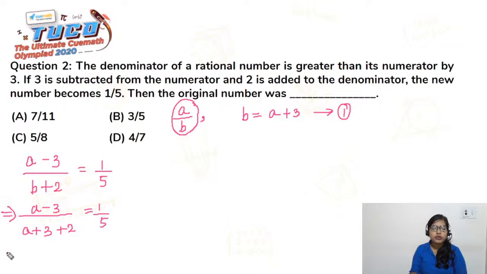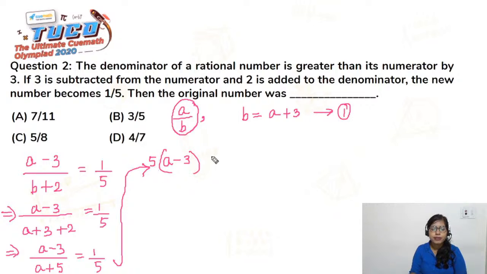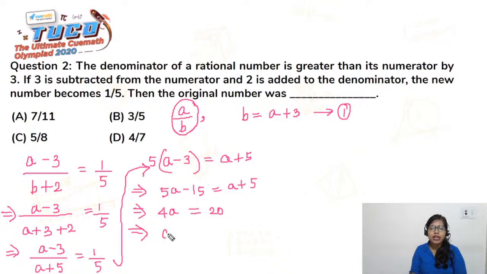And from here, we could say that this is going to give us a minus 3 over a plus 5, which is equal to 1 by 5. So a minus 3 times 5, that is cross multiplication, is equal to a plus 5. So the next step would become 5a minus 15, which is equal to a plus 5. And 5a minus a would give us 4a, and 5 plus 15 would give us 20. And therefore, the value of a is 20 over 4, which is 5.